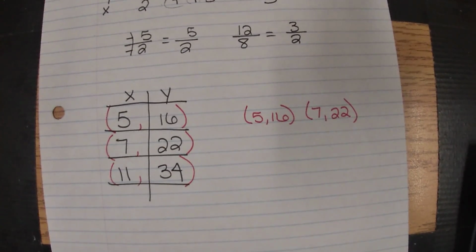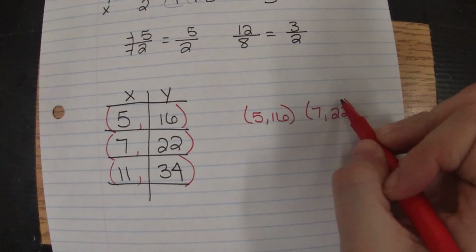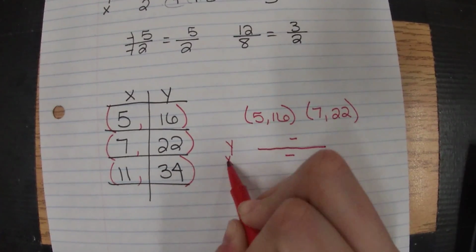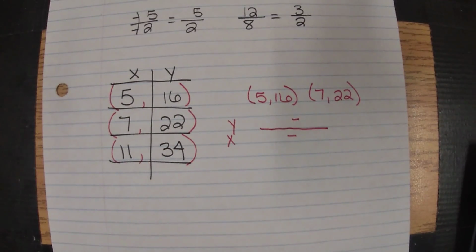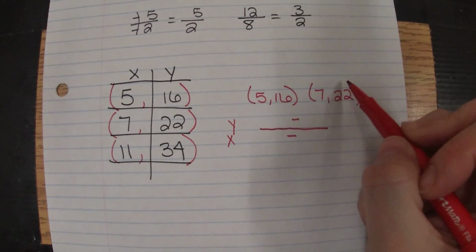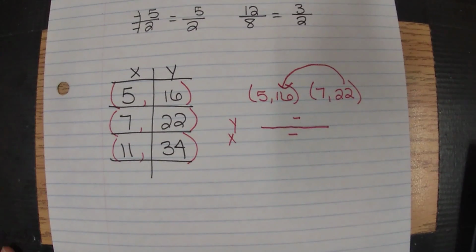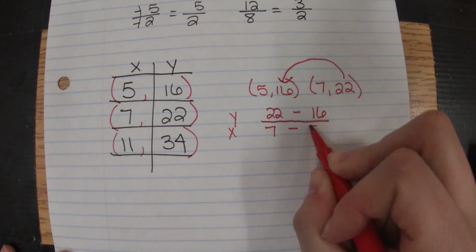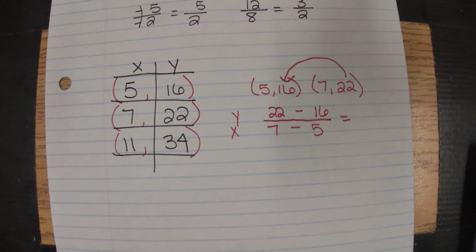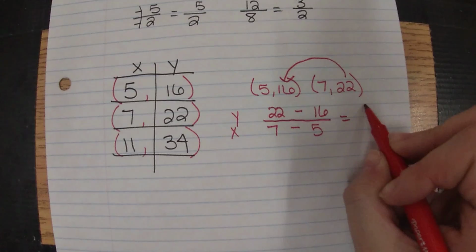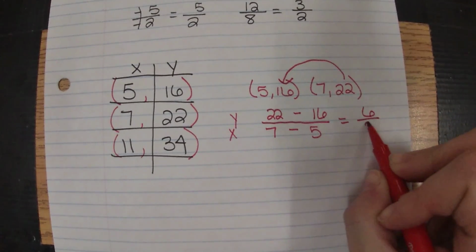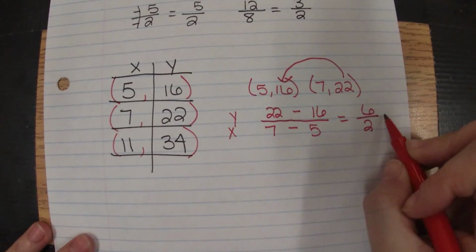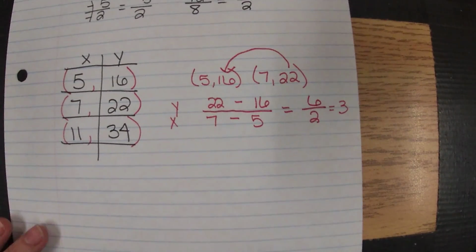Okay, and then once I'm here, I can go back to my exact same approach. So I'm going to know that I need a fraction. I'm subtracting on both the top and bottom, where my top is the y's and my bottom is the x's. So 22 minus 16 and 7 minus 5. Okay, so on top, we'll get 6. On bottom, we will get 2. This does need to be further reduced, so 6 divided by 2 is 3, and so we will get a slope of 3.